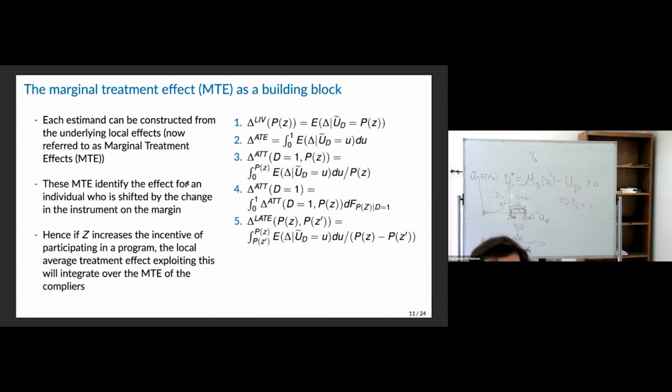So, that's pretty powerful. We can think about all of these being built up as this underlying index model where there's a set of people, we put them in a row as a function of their desire or intent to do this. And if we think about shifting the incentives to participate in a program, the treatment effects are going to be integrating over the marginal treatment effects of the compliers. So that's great. There's a large literature on this that I'm only touching on right here.